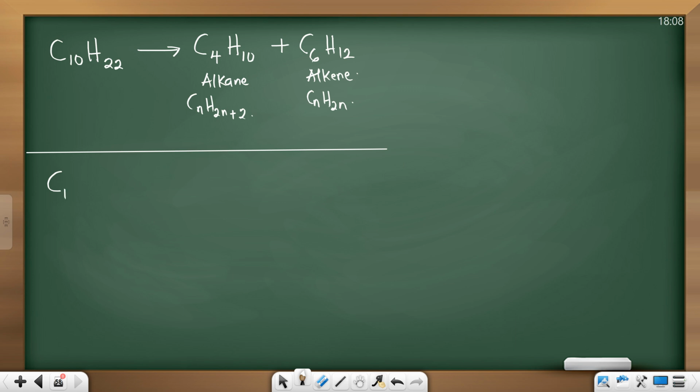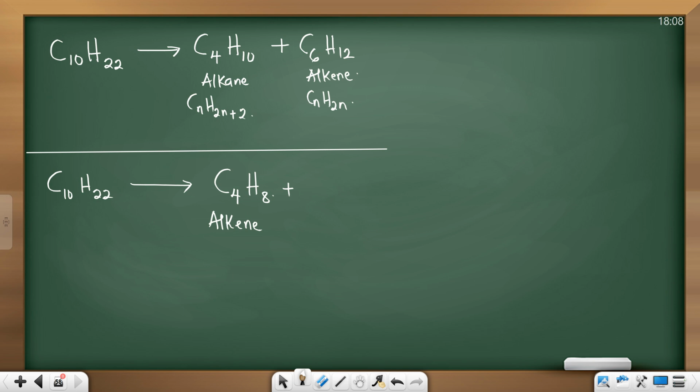I could have the same C10, H22 break down into an alkene. C5, H10. Or let me say let's go for C4, H8. That's an alkene because it's double. All right? It's an alkene here. Watch this.